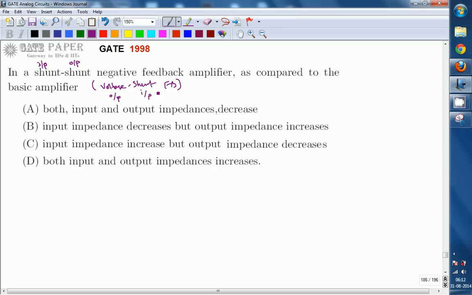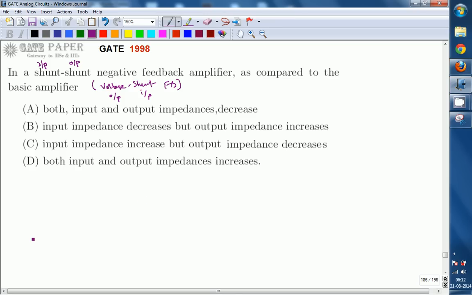Whenever we use only the series and shunt words, the first one is input and the second one is output. Whenever we use voltage and current, the first word is related to the output and the second word is related to the input. So first we are going for the shunt feedback, or voltage shunt feedback. In this one, what happens to input and output impedances?